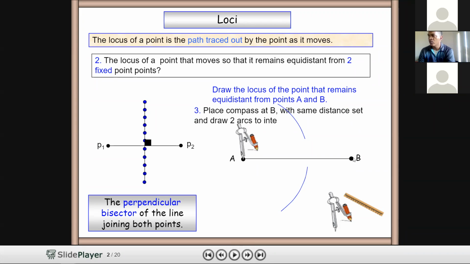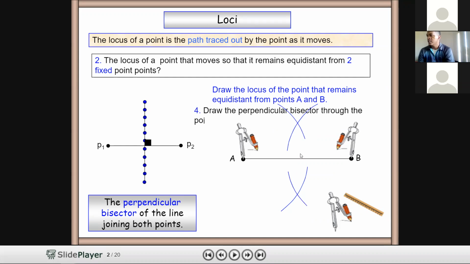Then we place it on B and do the same thing without changing anything, all right? If the distance of the compass that you've opened up is the same, then it should make a cross. It should cross this one. You should not move it. If you move it, then it will not be correct. When you start with one measurement, stick to it throughout. So you do another one on top and another one at the bottom, like that.